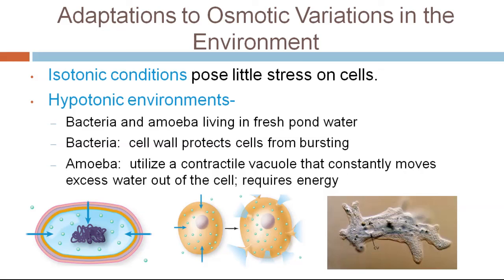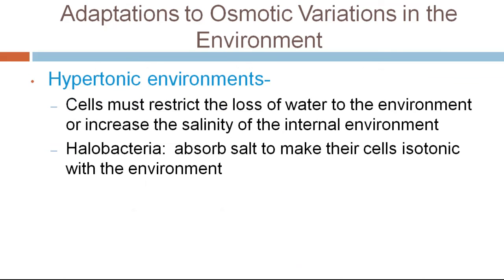So in that case, they have these structures called contractile vacuoles. Literally, it's like a little baggie or sack that fills up with water, and they just shoot it out. And it takes energy to do this, but some of them use it for motion. Okay, so it fills up, they shoot it out. It fills up, they shoot it out. They're just constantly squirting the water out.